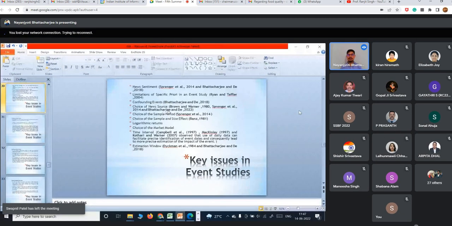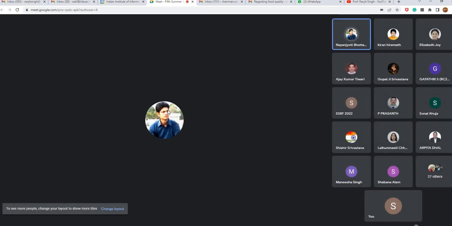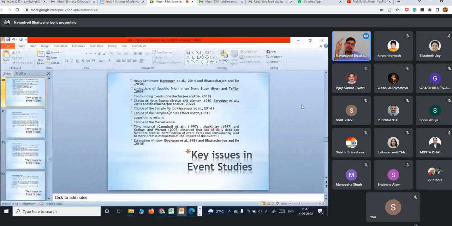That means, which kind of data do we use: intraday data, daily data, weekly data, or any other type of data, maybe monthly data. If you go by the work of Campbell, MacKinlay, and Kothari and Warner, they emphasize that the use of daily data can facilitate precise identification of event dates. So you know exactly when the information flow occurred in the public domain, and consequently this leads to more precise estimation of the impact of the event. So what is the takeaway from this? If you are doing an event study, try to work with daily data.